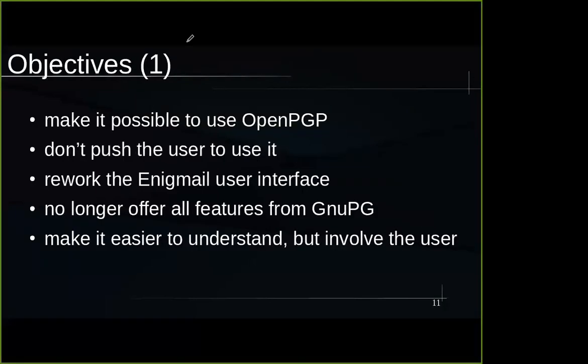So what are our objectives? We want to make it possible to use OpenPGP with Thunderbird, but we don't want to push the user to use it. It should be the user's choice. We want to rework the Enigmail user interface to make it more integrated. And also, because we no longer use GNU-PG, you know, GNU-PG is really a very flexible piece of software. You can do a lot of things that many users probably wouldn't want to do, or is too complicated for them to do. So I think a past objective of Enigmail was to make it possible to use as many of GNU-PG's features as possible. I think we are moving away from that. We would like to have something that's more integrated, easier to understand, but also cuts down on the amount of different features we're offering.